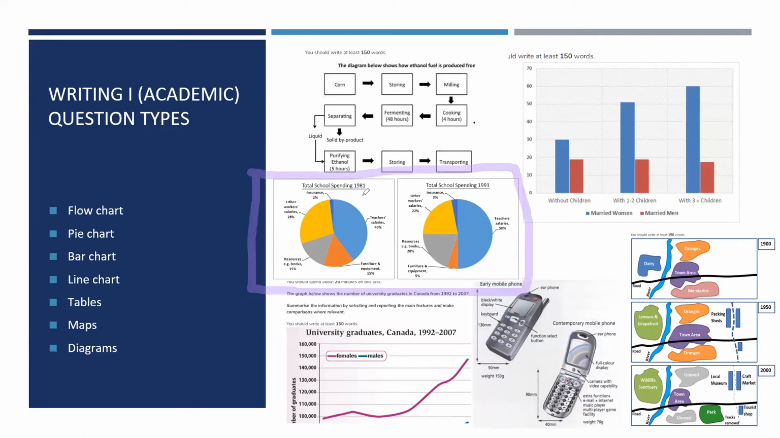And you'll notice here as an example, we have 2 different pie charts, and it says 1981, 1991. So I want to ask you, a lot of you are quite smart. What tenses do you think you'd be using for a question that's in 1981 and 1991? So you can let me know in the chat room.